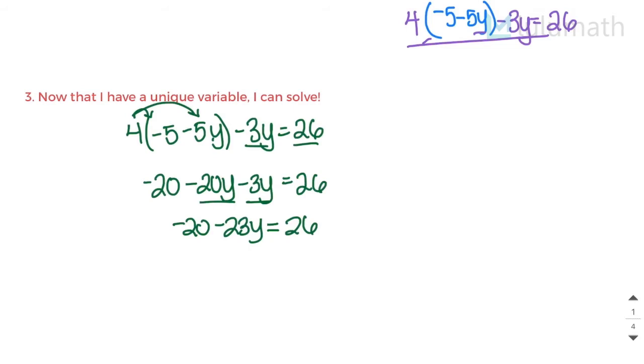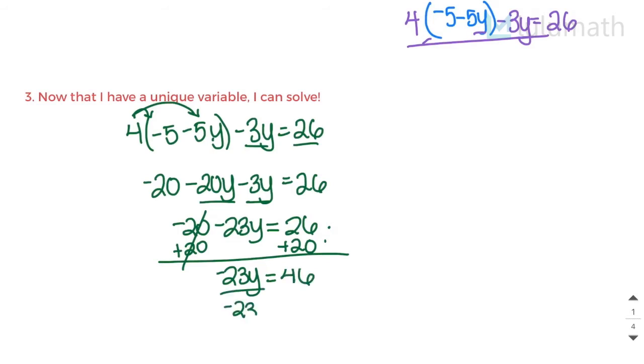Okay, now just isolate the y. So I'm going to add 20 to both sides because negative 20 plus 20 is 0. So I end up getting negative 23y equals 26 plus 20 is 46. Okay, so divide both sides by negative 23, and I end up getting y equals negative 2.